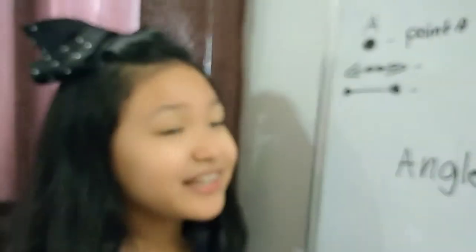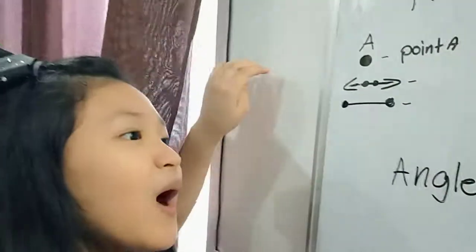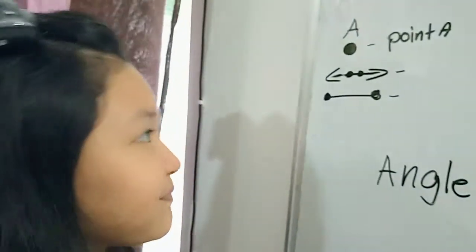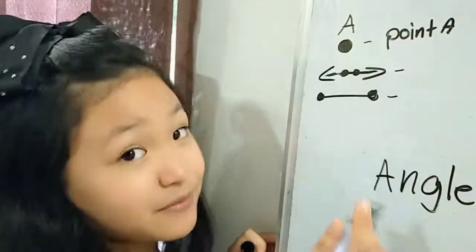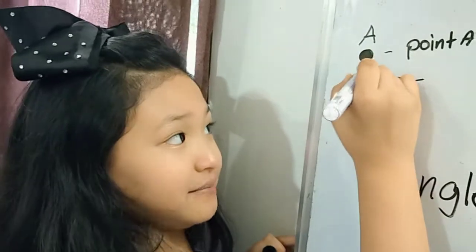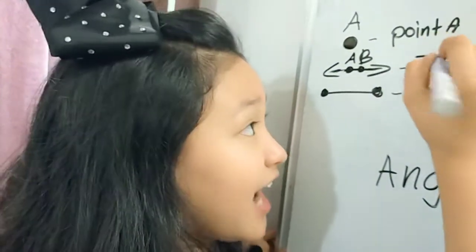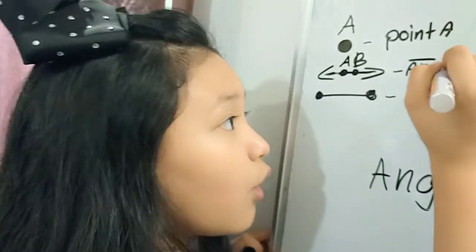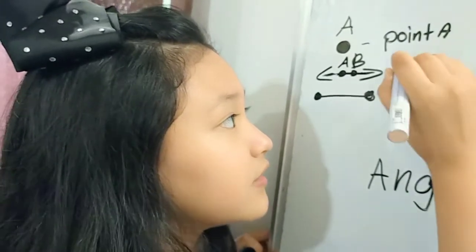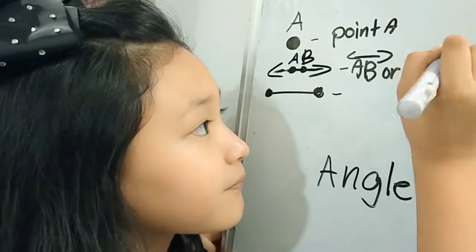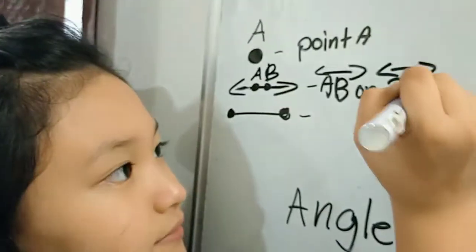A line has no endpoints. It can be extended into both directions. Let's name the points A, B. Or line AB. Or line BA.